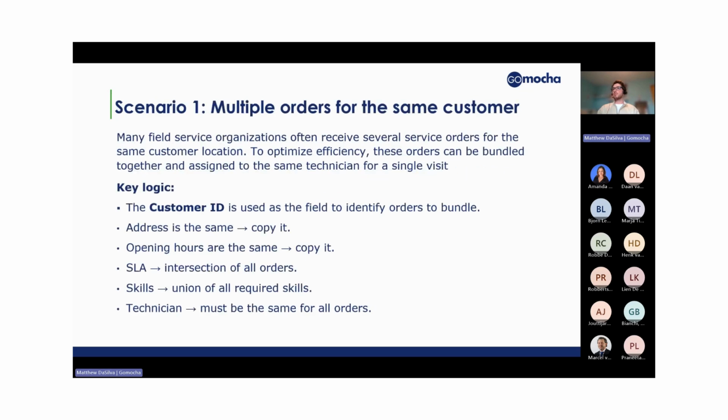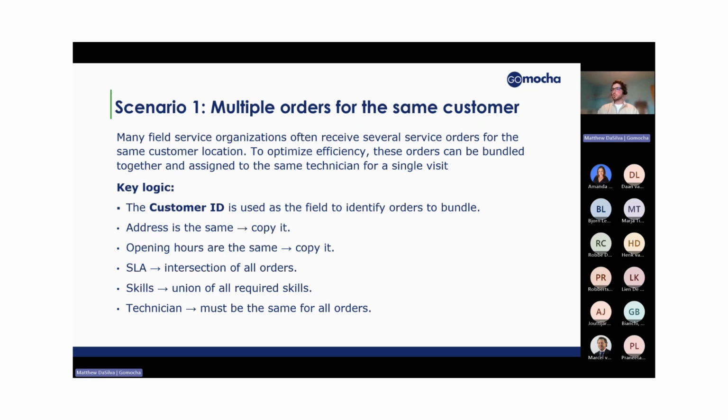So for the first one, let's imagine the situation that many field service organizations often receive several service orders for the same customer location. To optimize efficiency, these orders can be bundled together and assigned to the same technician for a single visit. The key logic in this use case is the customer ID, which is used as a field to identify orders to bundle. So based on the customer ID, the orders are grouped into a single project, and then the project can be planned.